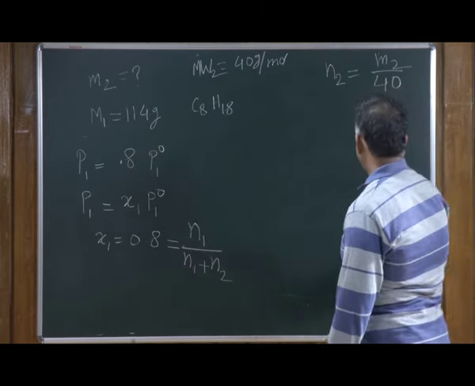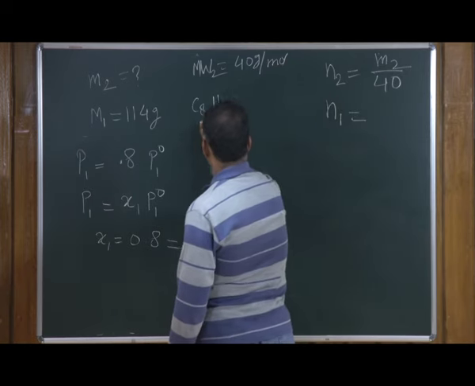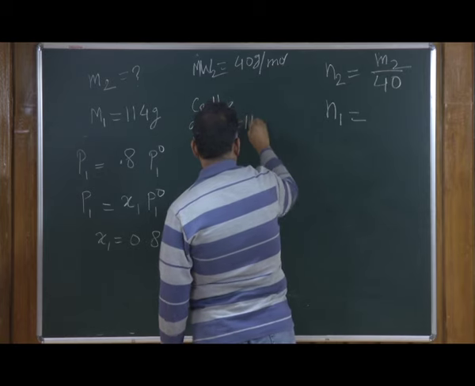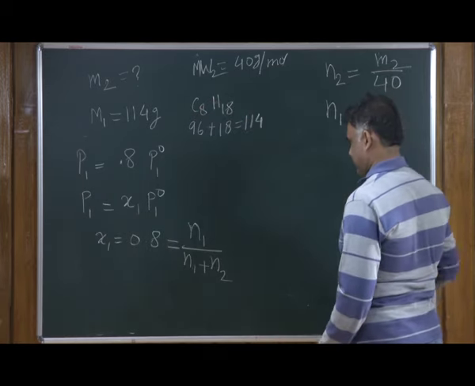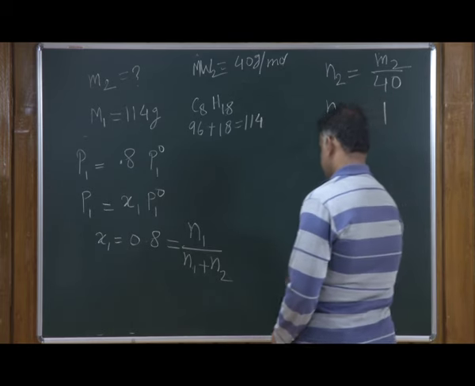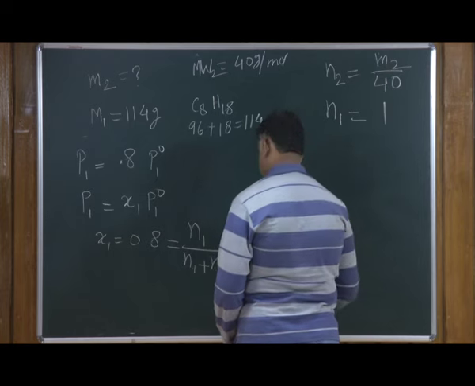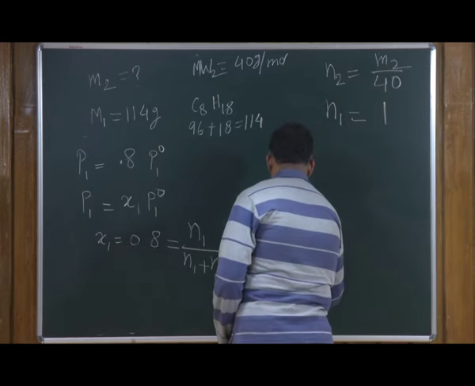What about n1? For that we need the molecular weight, and that would be 96 plus 18, oh, that comes out to be 114. So, that is convenient. So, n1 is simply 1. Take this information, put it in this equation, and that would be 1 divided by 1 plus m2 by 40.